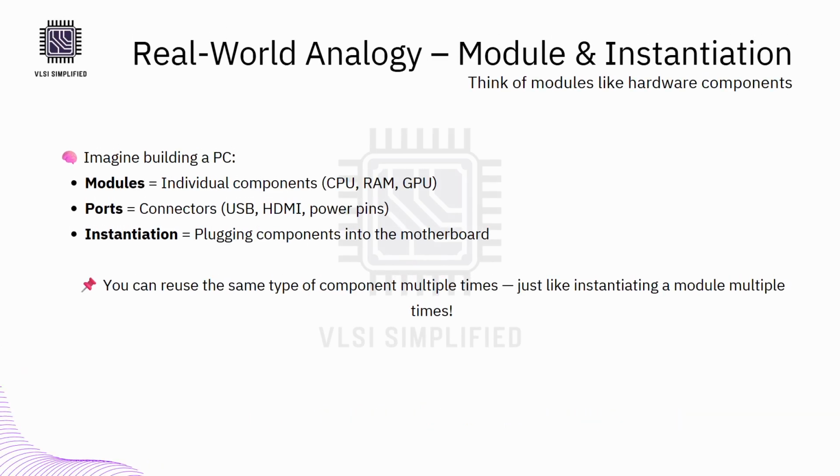Let's break down the concept of modules and instantiations with a real-world analogy. Think about building your own computer. You have different components like CPU, GPU, RAM. Each one does a specific job. These are just like Verilog modules. Each part has connectors like power pins, USB ports, data buses, and these are like the ports of your module. When you assemble your PC, you plug those parts into the motherboard.